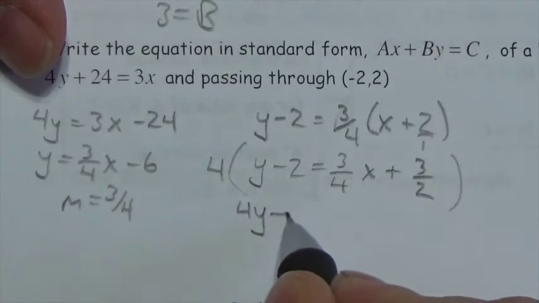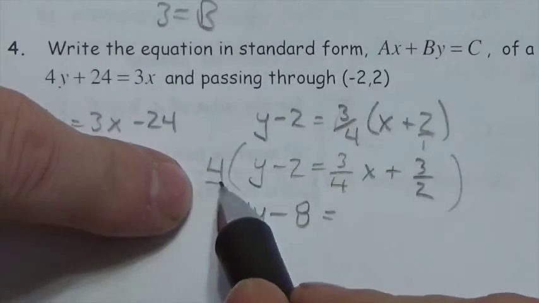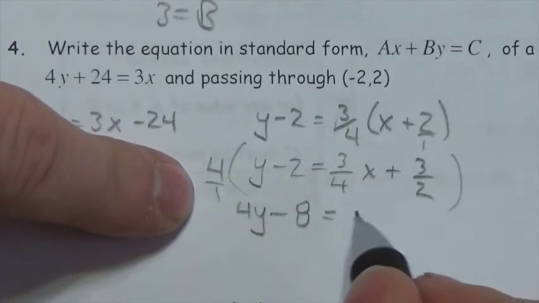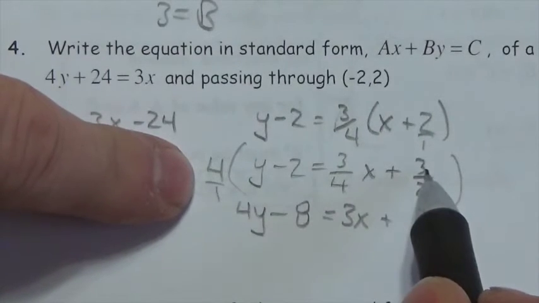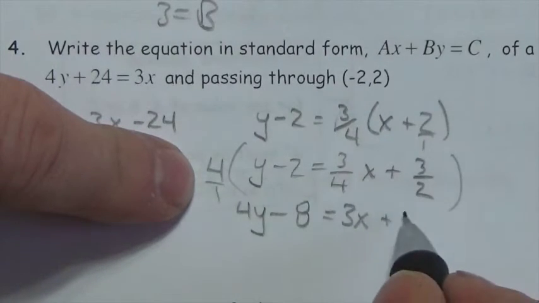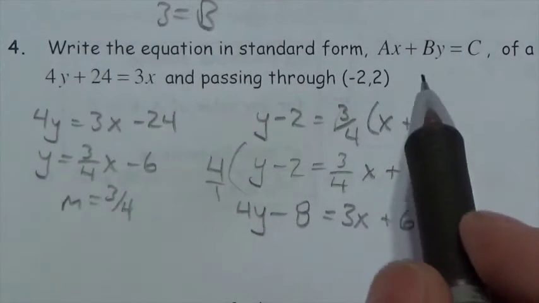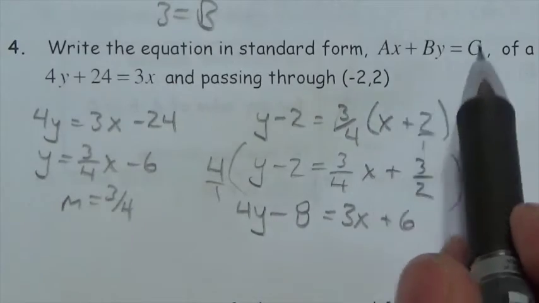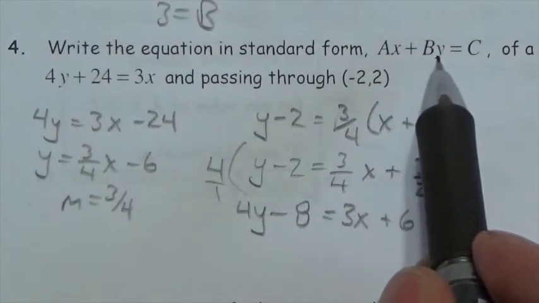And I'll get 4y minus 8. All right, 4 times 3/4. 4 over 1 times 3/4, the 4s will cancel. I'll be left with 3x. And then 4 times 3 is going to be 12 over 1 times 2, so 4 times 3/2 will just be 6.